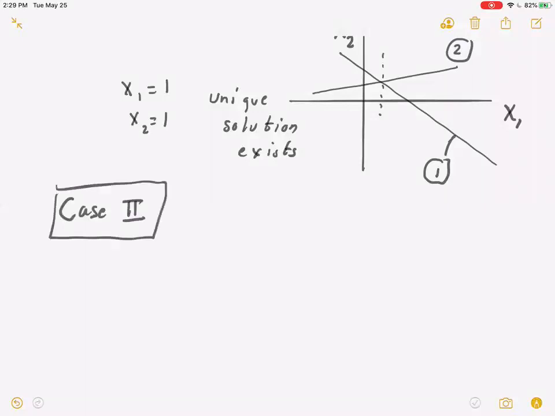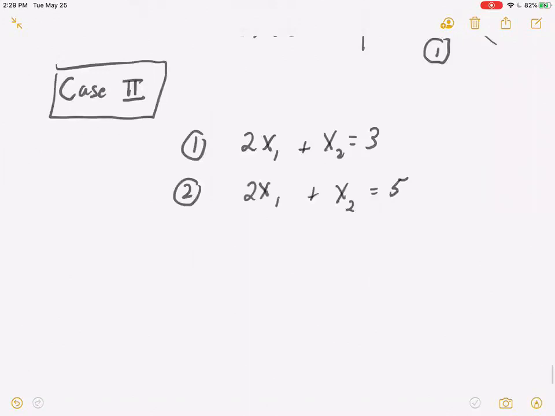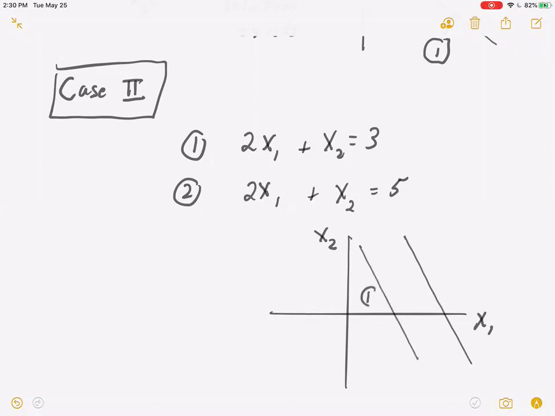Again, 2 equations, 2 unknowns. 2x of 1 plus x of 2 equals 3, and 2x of 1 plus x of 2, let's say that equals 5. These 2 equations you should immediately recognize are just equations of lines. So I can plot them in 2 dimensions. X-axis will be x of 1, y-axis will be x of 2. And it turns out that when you plot these 2 equations, and I invite you to do that, they both have negative slopes. They both look as follows.